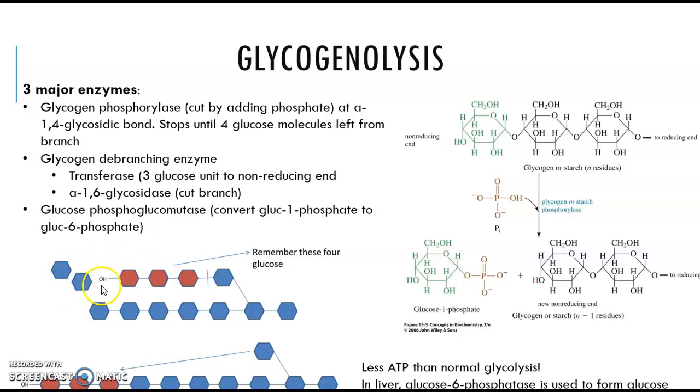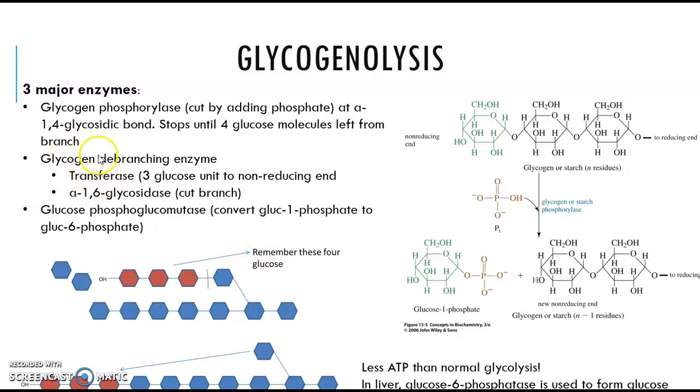So this enzyme can cut the glucose at the non-branch location. It will cut the alpha 1,4 glycosidic bond, and it will stop when 4 glucose molecules are left from the branch. So this is the branch, right? It will cut from here until it reaches 1, 2, 3, 4 from the branch, and then it will stop. Then the second enzyme will come.